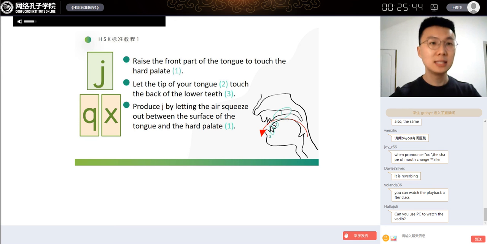And this qi, when we read qi, its pronunciation is the same as ji, but it blocks the airflow in the mouth first, and then releases the block. Qi.